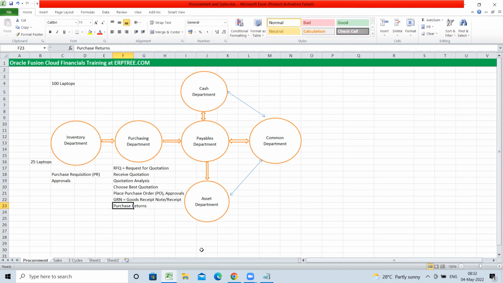Okay, that we call purchase returns. Okay, this is what we have to understand.